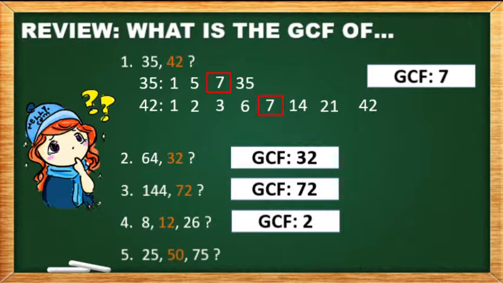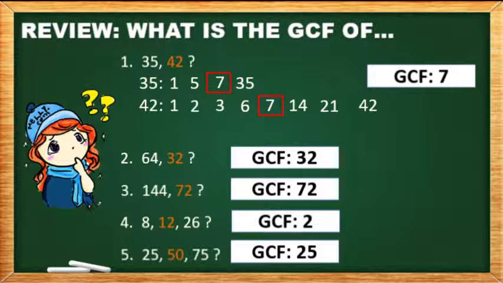Next one, 5. What is the GCF of 25, 50, and 75? The three numbers can be divided by 25. So therefore, the GCF is 25.